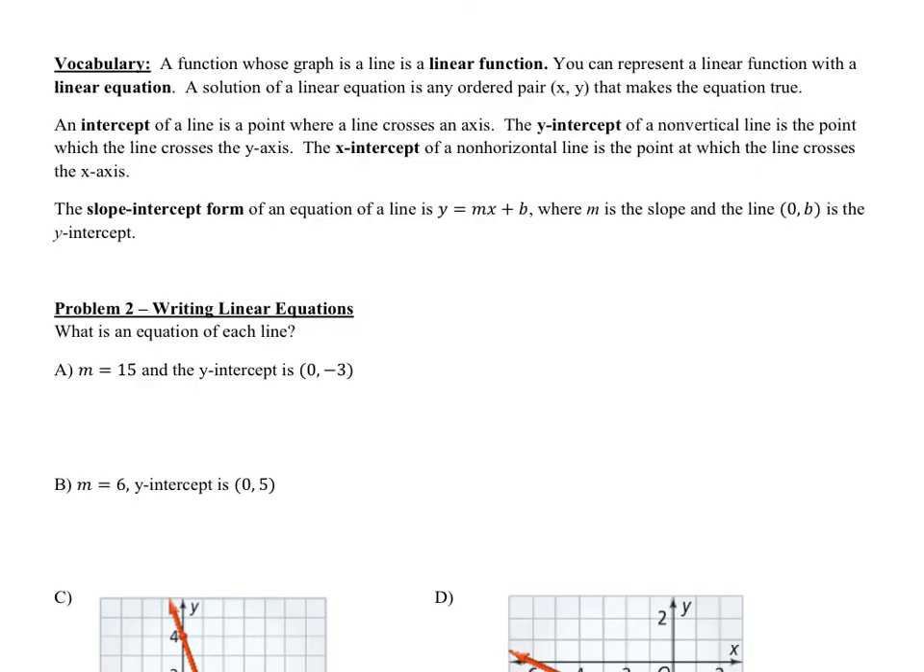So some quick vocab. When we have a linear function or a linear equation, it creates a straight line. Our y-intercept is where it passes the y-axis. That means x is 0. Our x-intercept is where it passes the x-axis. That means where y is 0. Our slope-intercept form is y equals mx plus b, which you probably have heard many times before in your life.